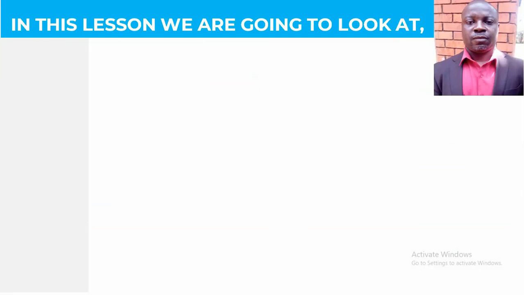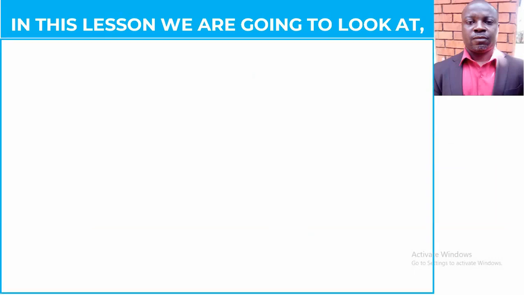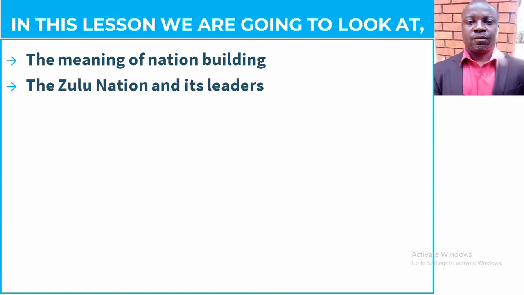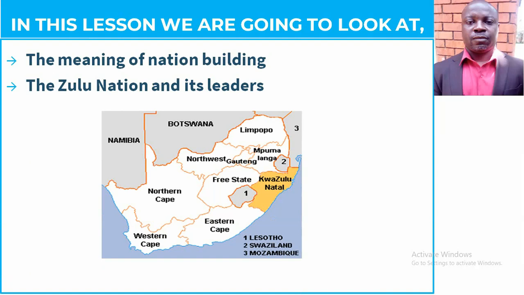As I've already told you, we are going to look at nation building in South Africa, so we also have to know what we are going to be looking at in this lesson. Today we need to know the meaning of nation building. Then after knowing the meaning of nation building, we are also going to look at the Zulu Nation and its leaders. Remember, I've said we are looking at nation building in South Africa, and we are starting with the Zulu Nation. Now when you look at that map, it is a map of South Africa or Southern Africa.